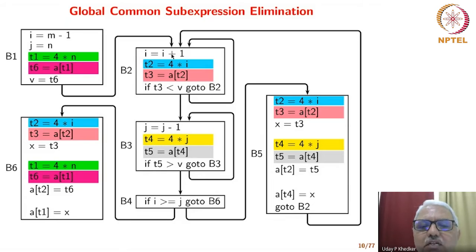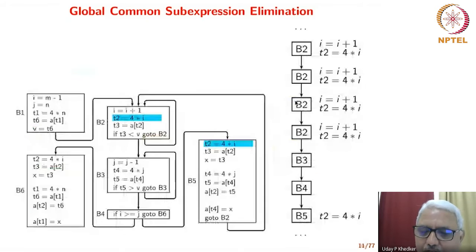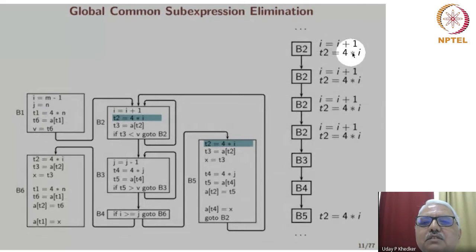occurrences, formally or technically, to be very precise, we are saying on every path between the last occurrence of this 4 star I and the first occurrence of this 4 star I, the value of I does not change. More specifically, if we were to write down a possible path, B2 may be executed multiple times. So if you talk about this definition of I and this use of I, indeed I is changing in between. So we cannot be talking about this occurrence of 4 star I and this occurrence of 4 star I. We must talk about the last occurrence of 4 star I.